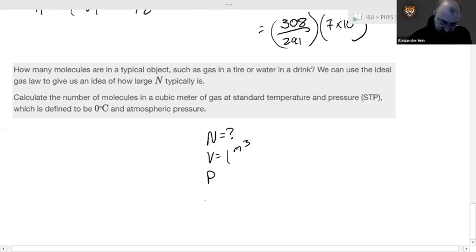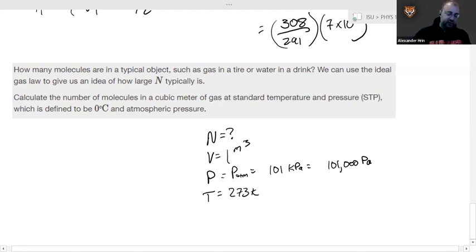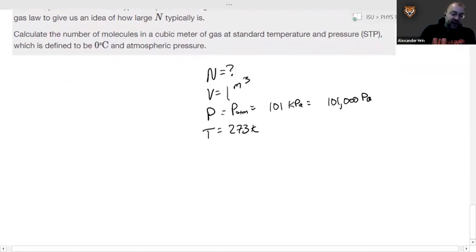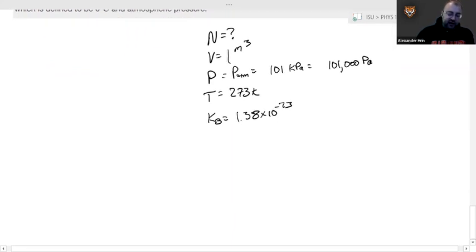Now it's important to know what these are. They say 0 Celsius and atmospheric pressure. So that's P atmospheric. As a reminder, that's approximately 101 kPa, which would be 101,000 Pa in SI, and we want to put everything in SI. And then 0 Celsius is going to be 273 Kelvin. We've got to convert to Kelvin here. And we also know that k_B is a universal constant, 1.38 times 10 to the negative 23rd. We know that that is set up.